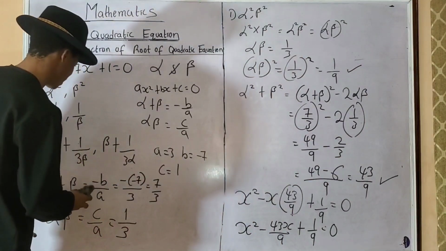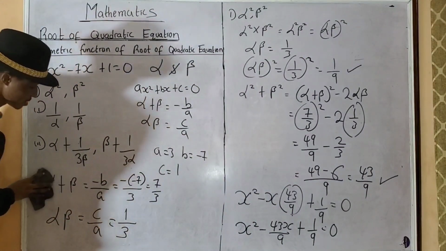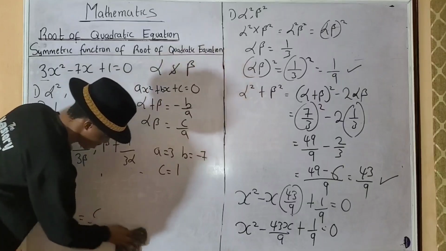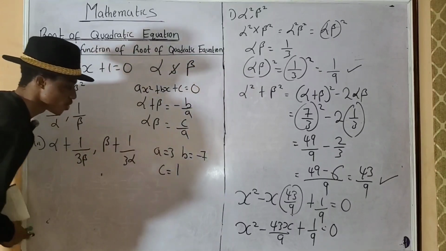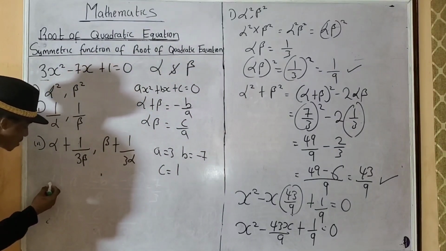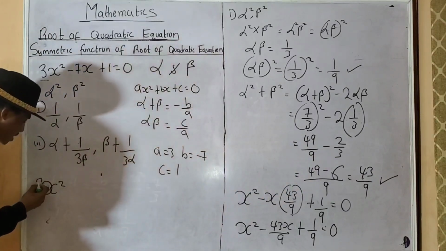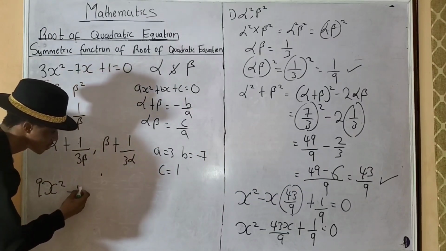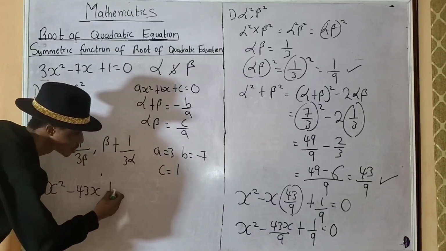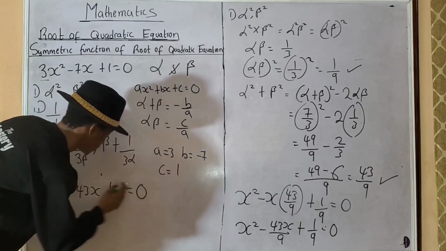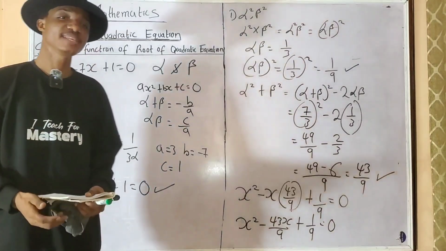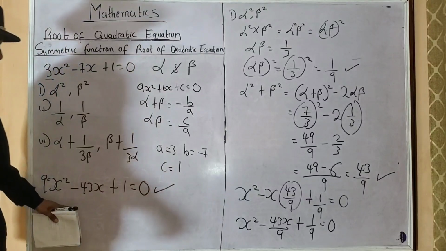Okay, let's erase this. I'm still going to write it back. So if I want to rewrite the quadratic equation, I can multiply this x squared all through by 9. That will be 9x squared minus 43x plus 1 equals 0. Do you understand? Now, this is the equation that we are asked to find.